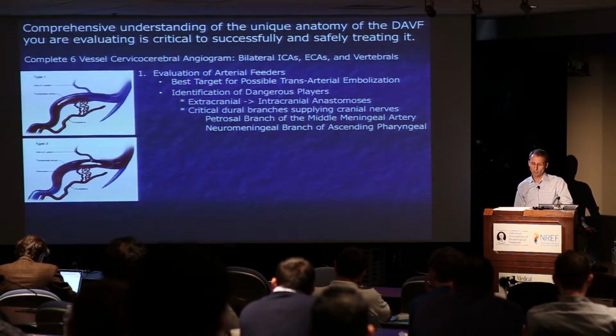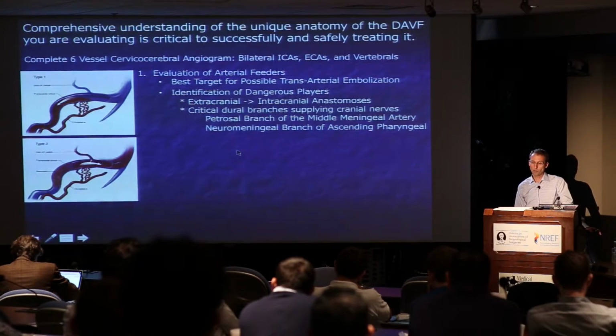But this, again, is where I'll come back to again and again, what I think is really important as we use Onyx more and more, is that we need to be aware of some of these critical dural branches that are supplying cranial nerves. Now, there are more than two, but it turns out that the most common external branches supplying dural fistulas are the occipital first, the middle meningeal second, and the ascending pharyngeal third. And so at least we should start with those to know what are our dangerous red flags.